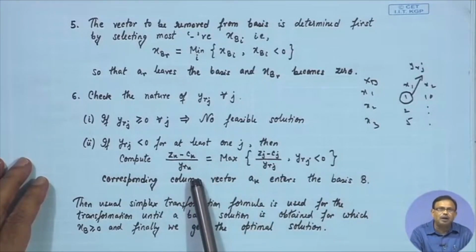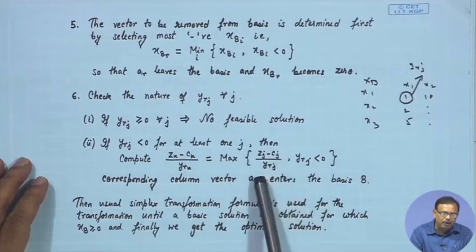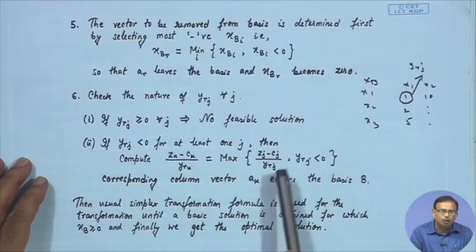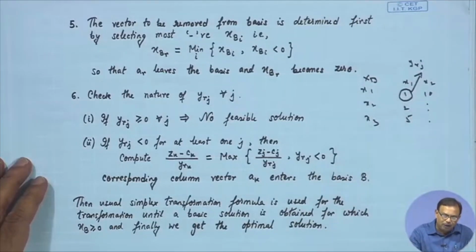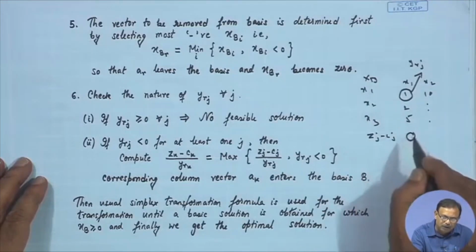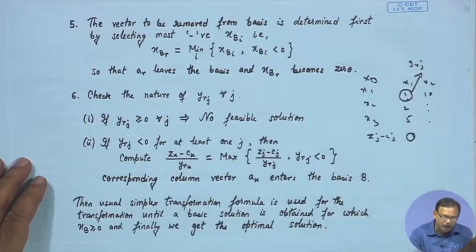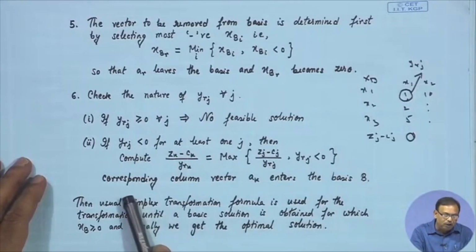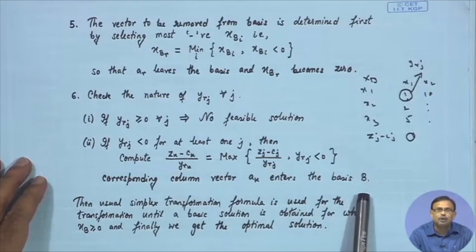z k minus c k by y r k, which is equal to what? The maximum of z j minus c j by y r j. So, the z j minus c j value is divided by the corresponding element value. Your z j minus c j is here, and this is divided by this y r j, wherever it is pointing, where y r j must be negative. Corresponding to which one? Corresponding to the column vector a k, which enters the basis.